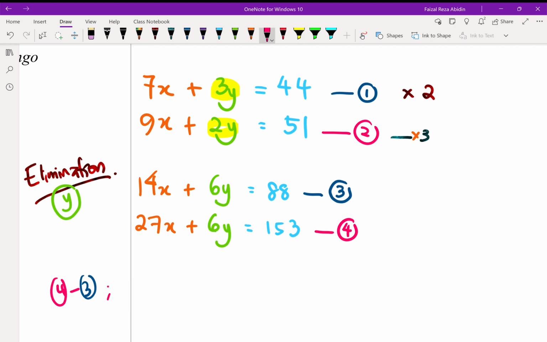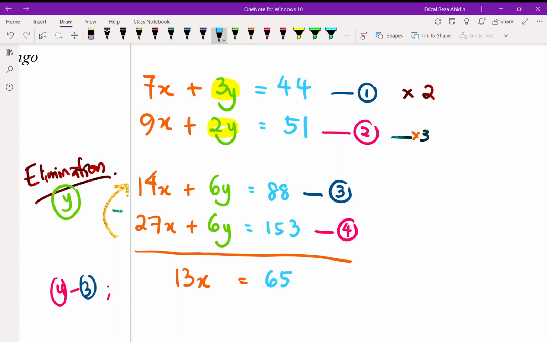Okay. So you are going to get 27x minus 14x. What do you get? 27, we are going to minus this one, 27 minus with 14. 13x. 6y minus 6y, finished. We eliminate y, isn't it? Y is gone, zero. Okay, no need to write y here. 153 minus 88, 65.